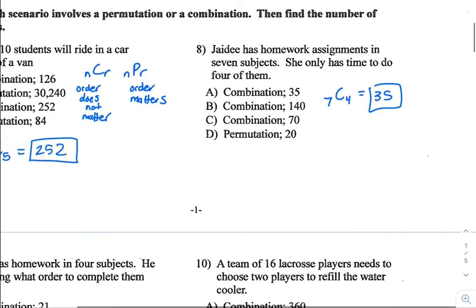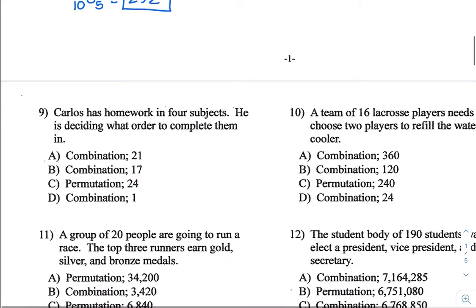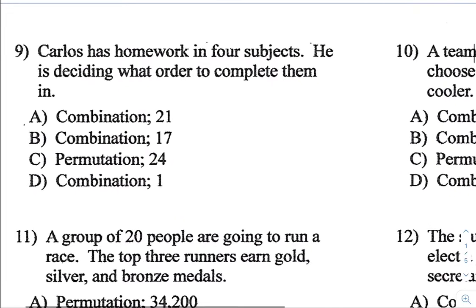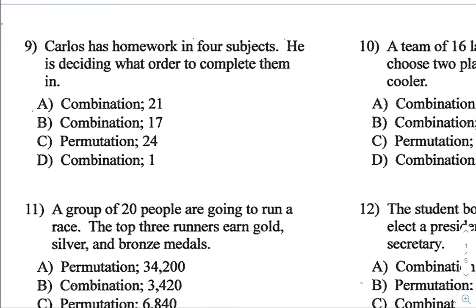Okay. Moving on to 9. Carlos has homework in 4 subjects. He is deciding what order to complete them in. So this one is talking about an order. He has 4 subjects, so 4 out of 4 subjects, you choose 4 of them. As a result, this is permutation. So 4 choose 4 for permutation, and you should have gotten 24. Order does matter for this one. That's how you know it's permutation.